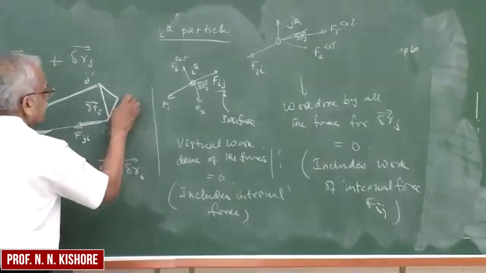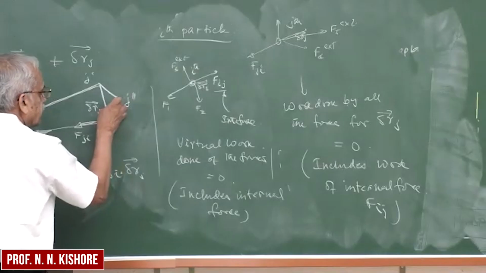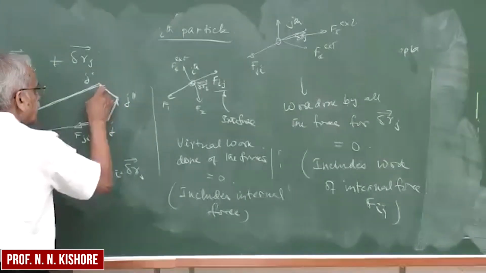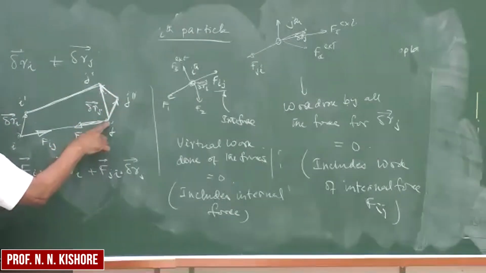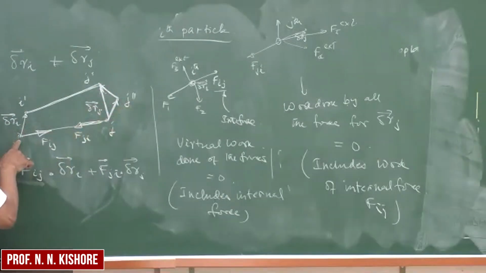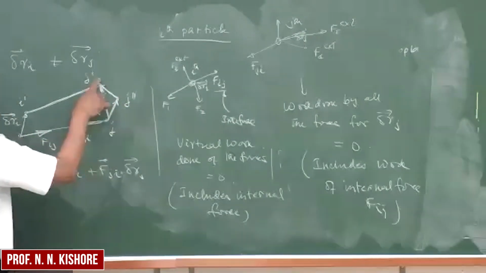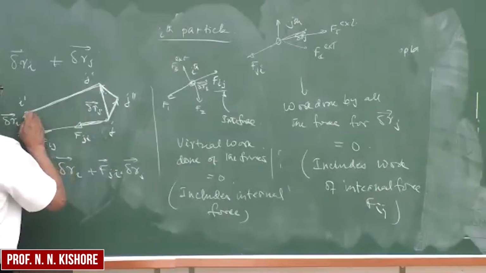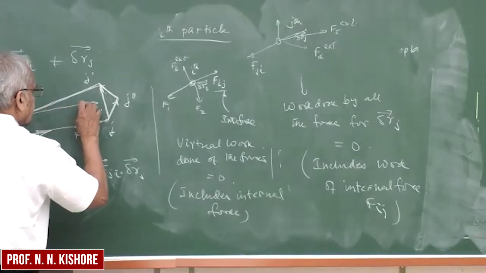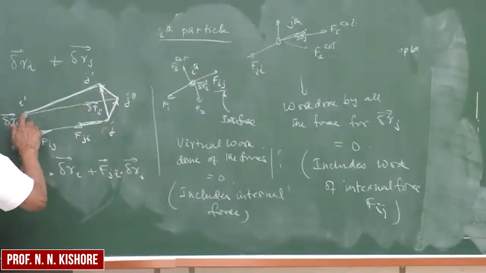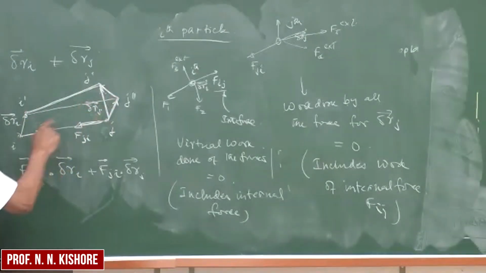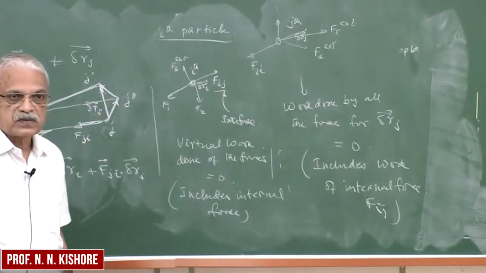So j going to j prime, let us divide it into a component j to j double prime, which is parallel to this one and equal, and j double prime to j prime. What is its characteristic? It is perpendicular to the line ij or i prime j double prime. Both are parallel to each other.